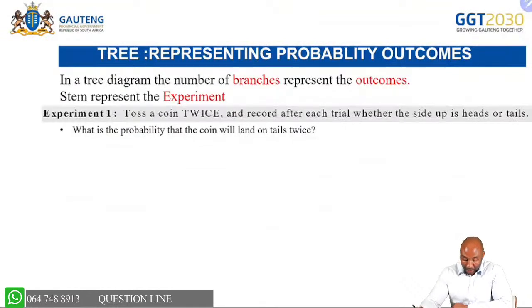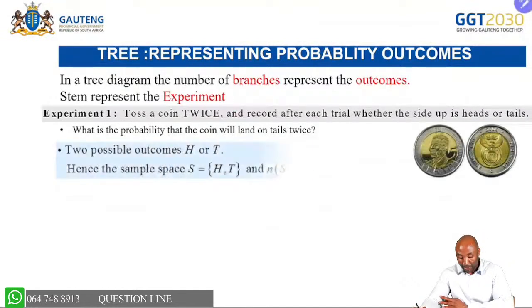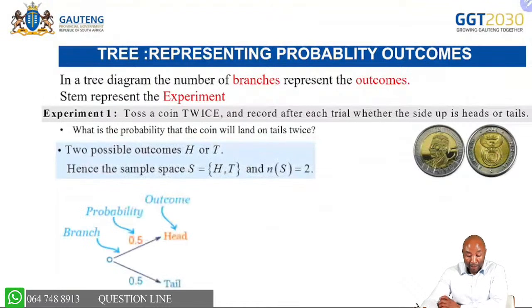Now, let us have that one. The first experiment that we did on the previous one, we tossed a coin, we represented outcomes on a table. Let's represent the outcomes on a tree. Same experiment. Our outcomes are head or tails. So as we indicated, our branches represent our outcomes, and our outcomes are head or tails. The chance of obtaining a head is 0.5 and the chance of obtaining a tail is 0.5, as I have explained.